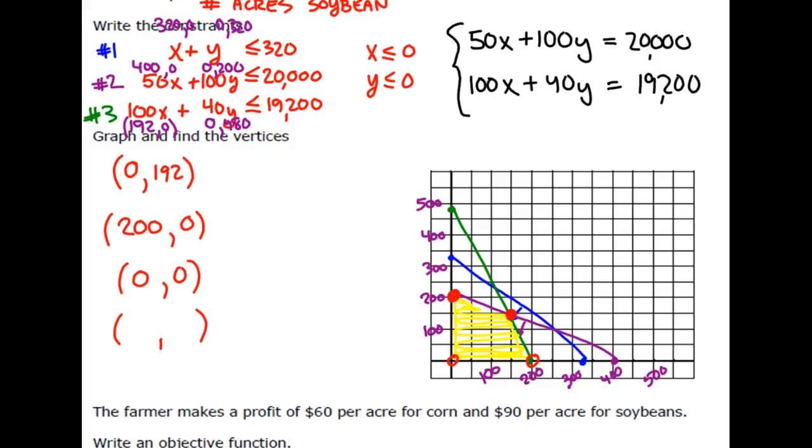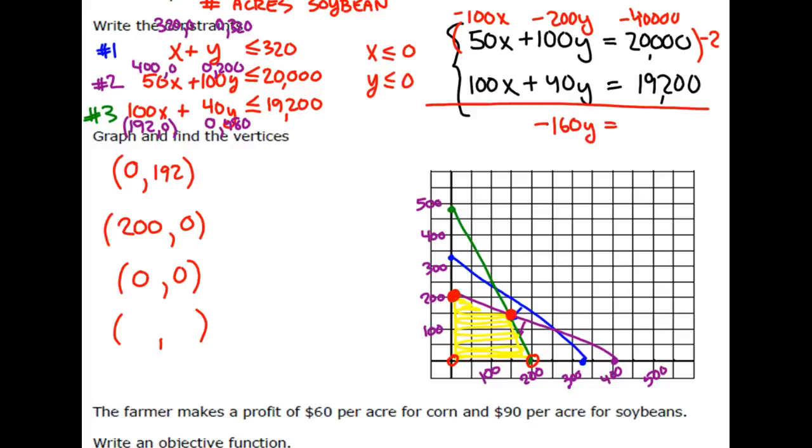So I can solve that using the elimination method. I multiply the top one by negative 2. Then I'm going to get negative 100x, negative 200y, and negative 40,000. That gives me elimination on x. Negative 160y is equal to, and what's this going to be? Negative 20,800. Okay, well, what do you get when you divide 20,800 by 160? 130. So y is 130. So I know right there that y value is 130.